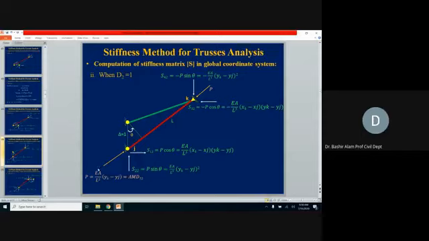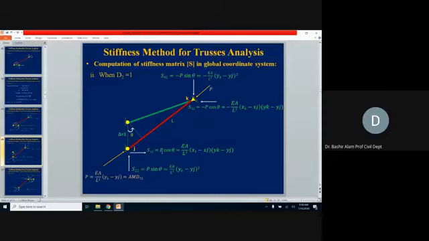Again, you can apply delta L is equal to PL divided by AE. We can put delta L is equal to sine theta, and sine theta is equal to yk minus yj divided by L here. The same process you can repeat. So the force produced in this member, due to displacement 2, is now equal to EA over L square times yk minus yj.